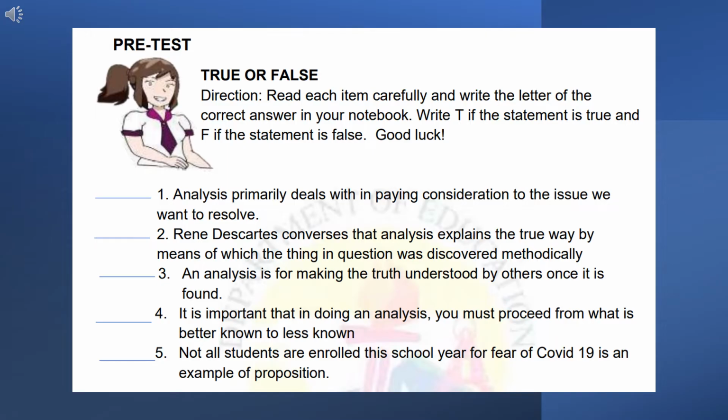2. René Descartes converses that analysis explains the true way by means of which the thing in question was discovered methodically. 3. An analysis is for making the truth understood by others once it is found. 4. It is important that in doing an analysis, you must proceed from what is better known to less known. 5. Not all students are enrolled this school year for fear of COVID-19 is an example of the proposition.